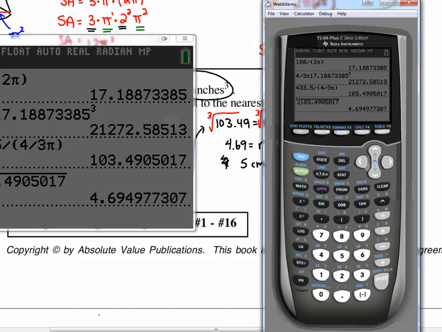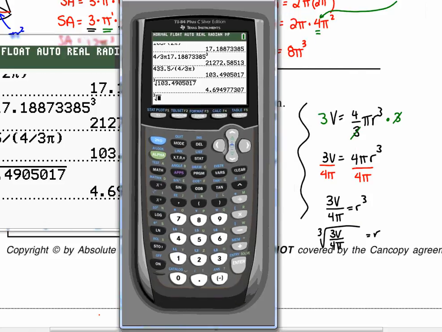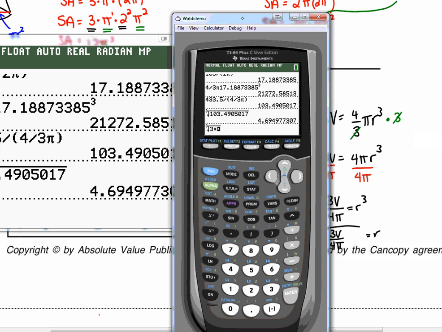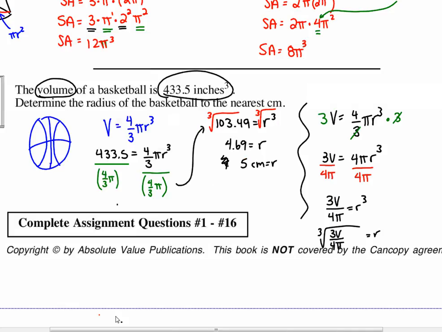So math 4, cubic root of 3 times your volume, which was how much? 433.5 divided by bracket 4 pi. So it can be done all in once. Physics, science, if you're planning on going to physics, you want to practice that. Math, we sub in, then we isolate, which is kind of nicer. So we're done.